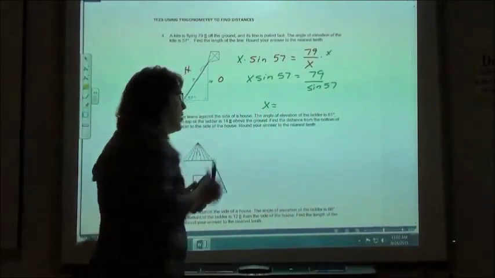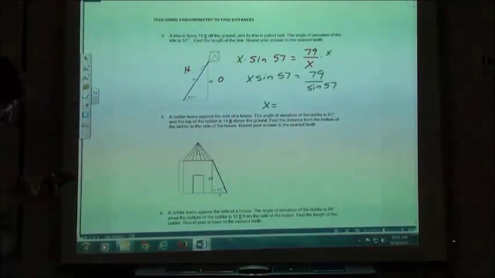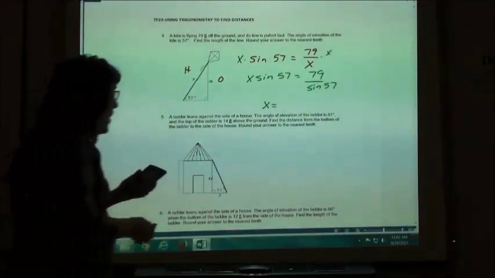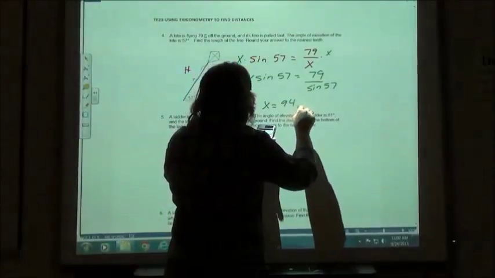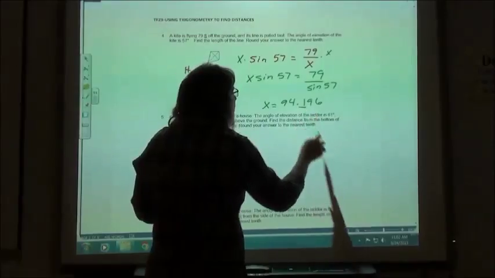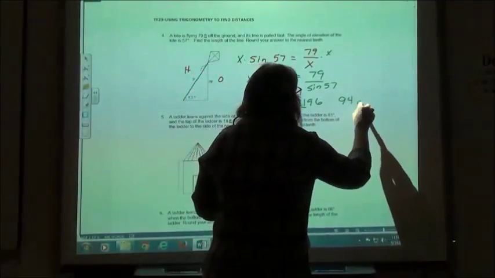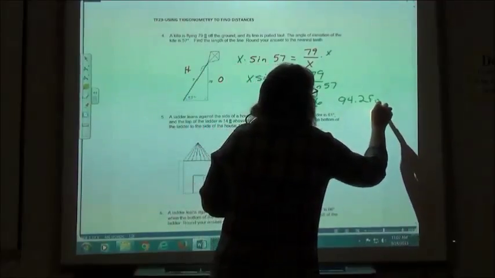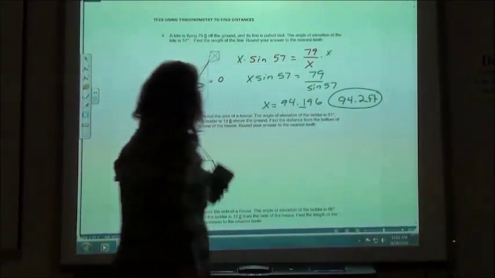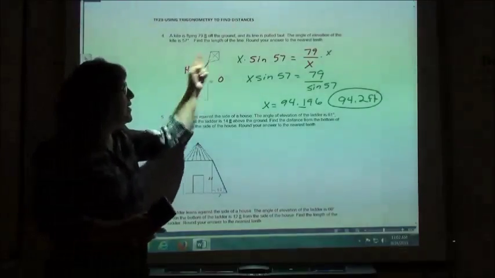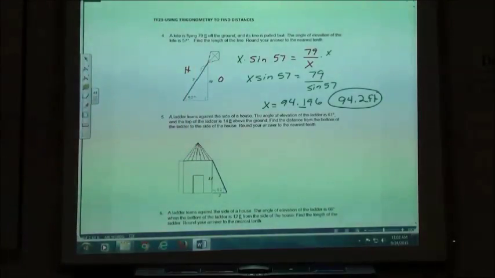So we're going to take 79 divided by the sine of 57 degrees, and we get 94.196. Again, this says round to the nearest tenth, and so 94.2, and this would be in feet, since we were in feet on our measuring our height, and so the length of our line, 94.2 feet.